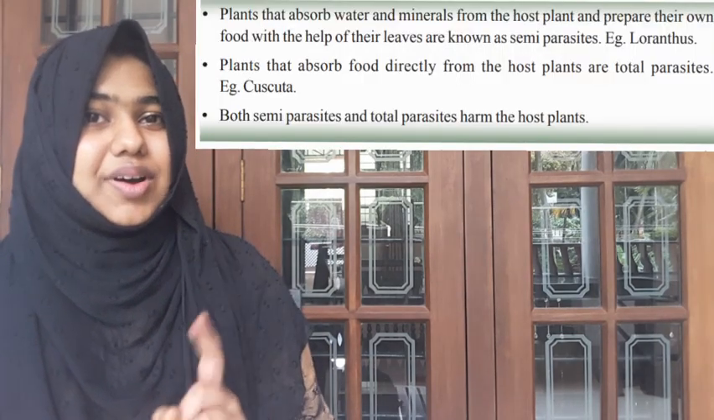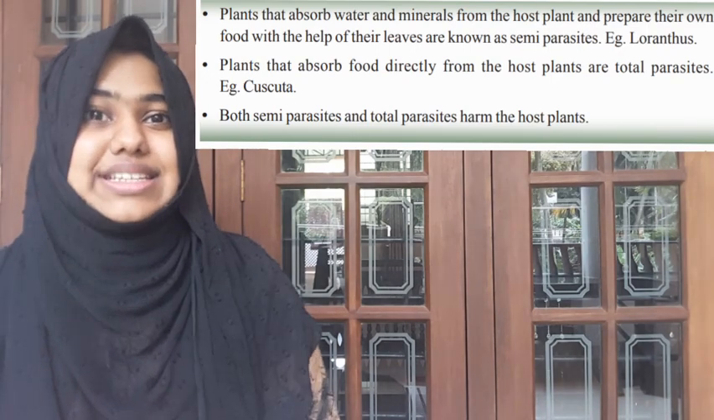We learned about Rafflesia. When did we learn? We learned it in our 3rd standard. The biggest, the largest flower in the world, right? Rafflesia is also a parasitic plant. It depends on other plants for food. Okay? Now look at the green box.